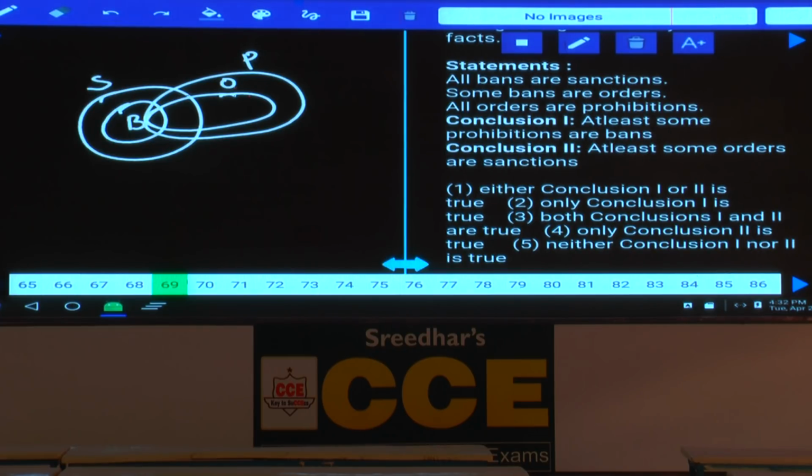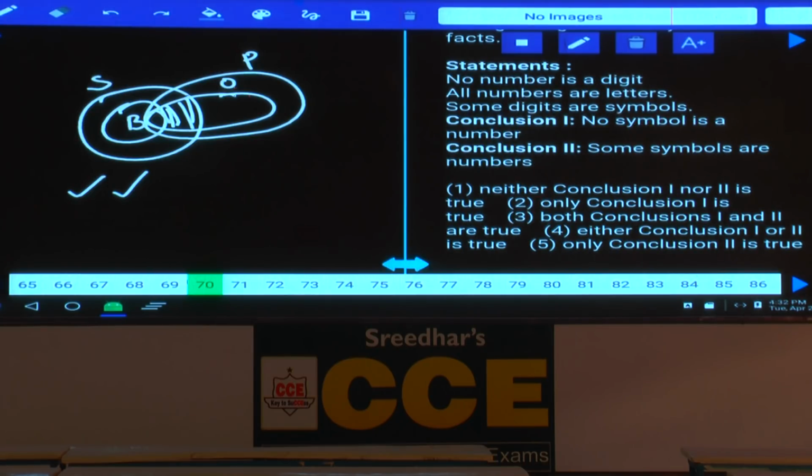Then the first one, some prohibitions are bans. Definitely true. And the second one, some orders are sanctions. These are the orders which are sanctioned. That is also true. Hence, both the conclusions are true. If you observe, both of these are affirmative conclusions, so they will be true forever. No need to go for an alternate diagram. Then what is your answer? Choice 3 is the answer for question number 69, because both the conclusions which follow are affirmative conclusions.